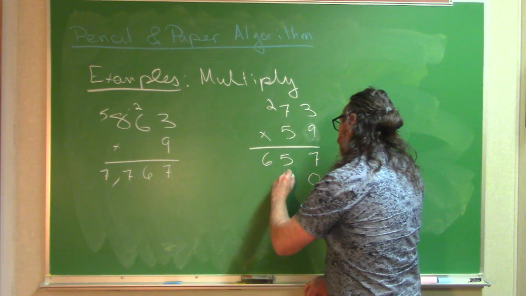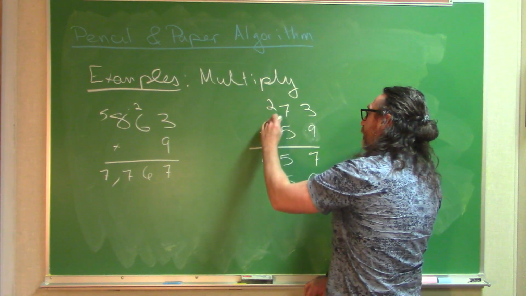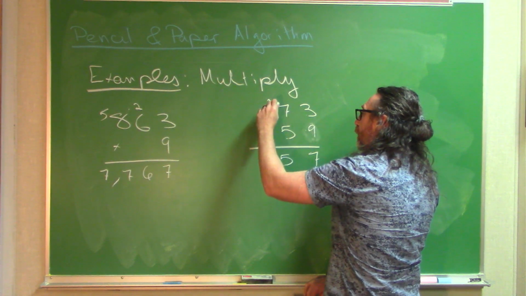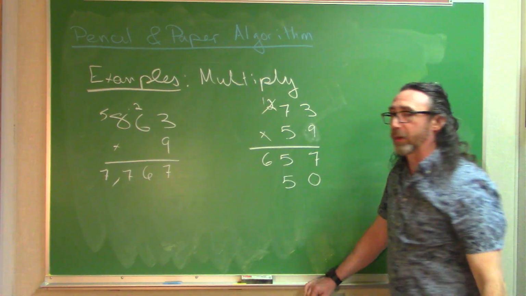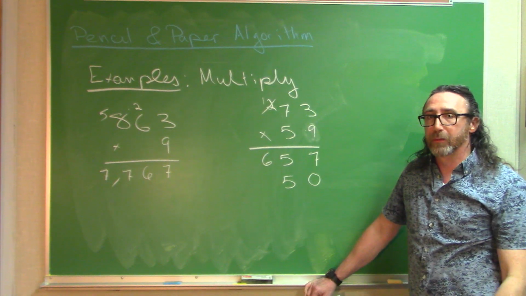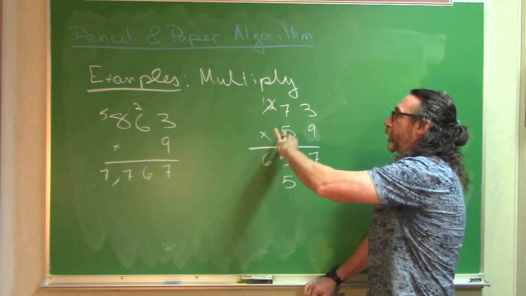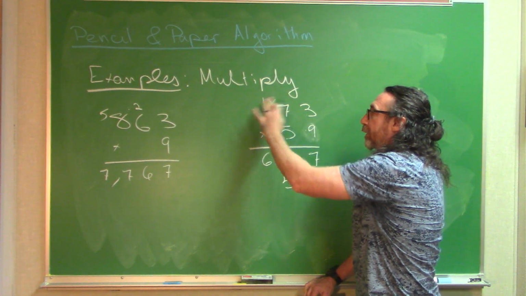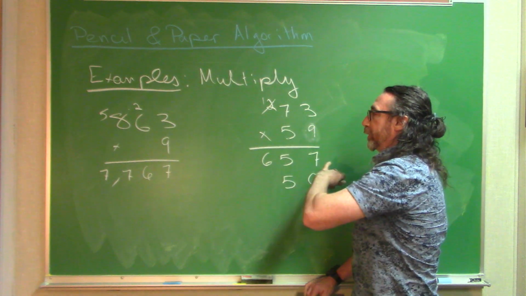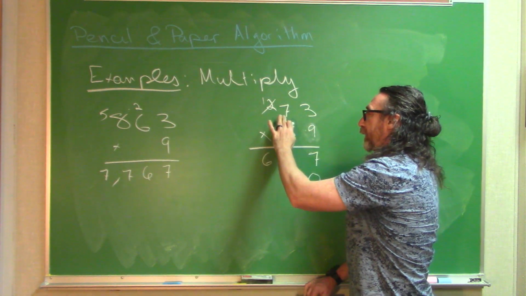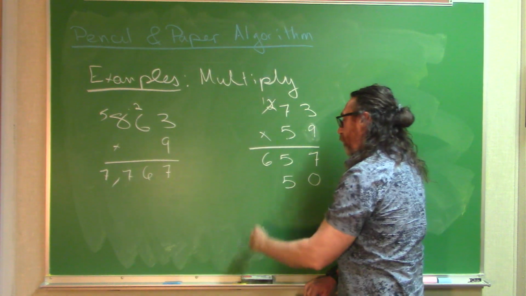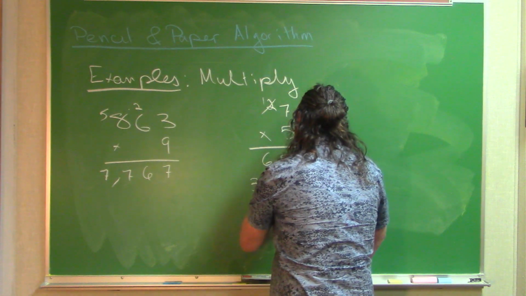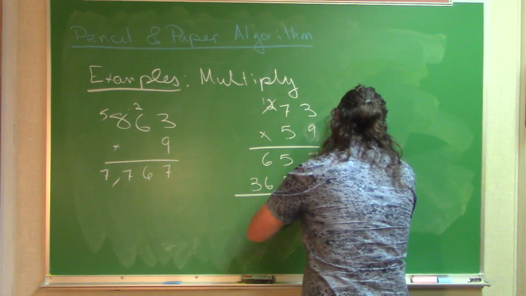5 times 3 is 15. Put the 5 down there, and we're going to carry the 1. Now forget about this 2 for right now. We don't need to add that 2 in, we need to add in the 1 that we got from 5 times 3 being 15. 5 times 7 is 35, plus the 1 is 36.